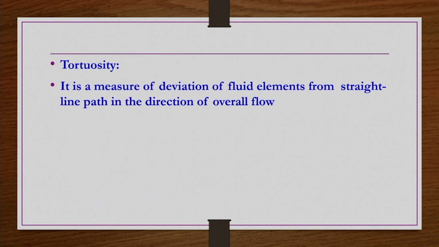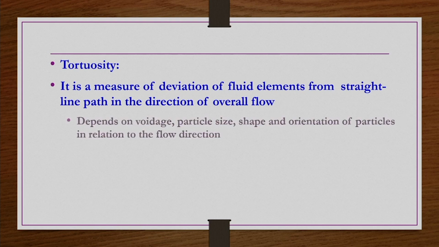Tortuosity is a measure of deviation of fluid elements from a straight line path in the direction of overall flow, as I explained through the picture. If the column does not have any packing, the fluid element entering and leaving would travel the length L, which is the length of the column. But if part of the column is packed with particles, the fluid element would travel more than the column length, or height, because of the tortuous path it has to pass through. It cannot go straight because so many particles are hindering in between.